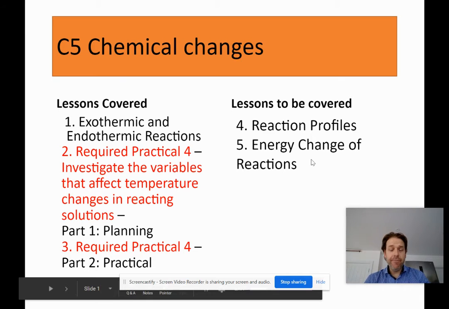Okay. So far, you have been taught this week about exothermic and endothermic reactions and what those terms mean. You've also looked at planning a required practical for this. Carrying out the required practical, obviously, we've not been able to do. So now we're going to be looking at energy and how that changes and what's going on and what we call these reaction profiles. Okay?